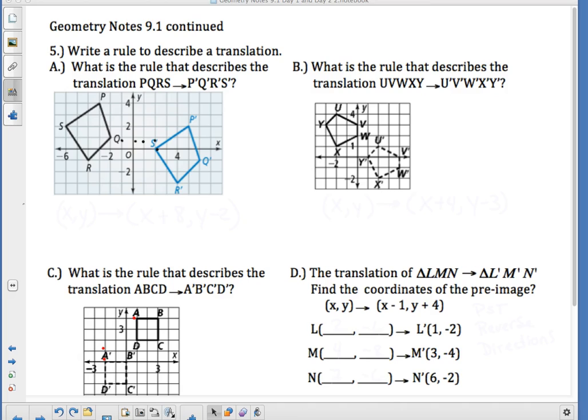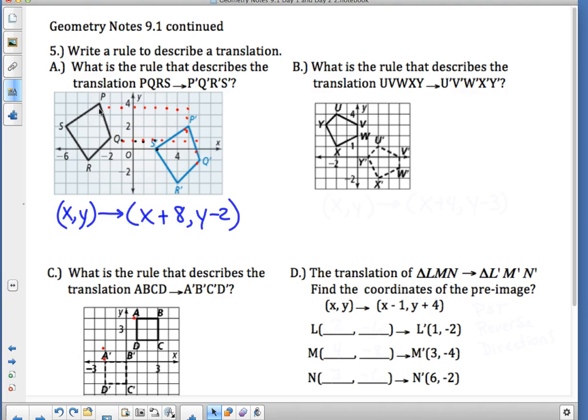Okay, the number one thing we need to talk about is corresponding points. If I'm going from P to P prime, which is over here, I go 1, 2, 3, 4, 5, 6, 7, 8, then 1, 2. So 8 to the right, 2 down. Double check with another point. Q to Q prime, 1, 2, 3, 4, 5, 6, 7, 8, 1, 2. So my rule should be adding 8 to x, 8 to the right, and 2 down. How did I know which one was which? P, the pre-image, is always first. My image is where I land.